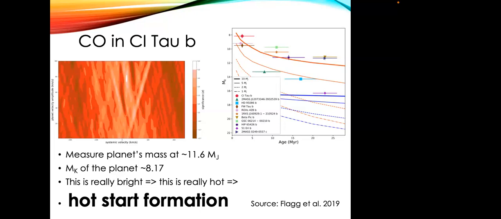I should note, I'm still very proud of this. This is a slightly old paper now, but we were able to detect CO in CI Tau b. It's, I think, the youngest confirmed hot Jupiter out there still. We were able to show that it formed with hot start formation. If you plot the magnitude of the planet versus the age, it's that one up there. And at 11 Jupiter masses, being right above the 10 Jupiter mass hot start formation line is exactly where you'd want it. And so that was really cool. But this is not doable with transmission spectroscopy.